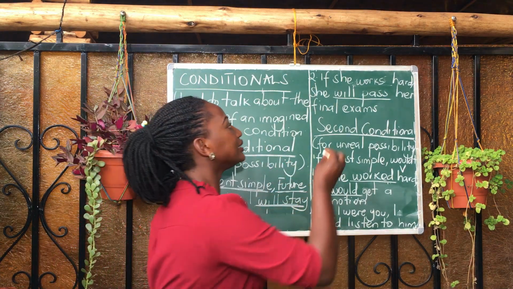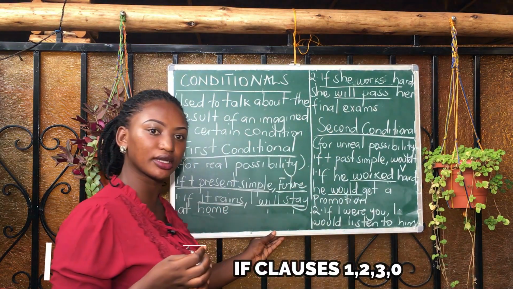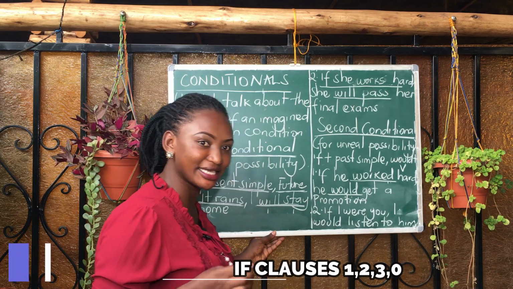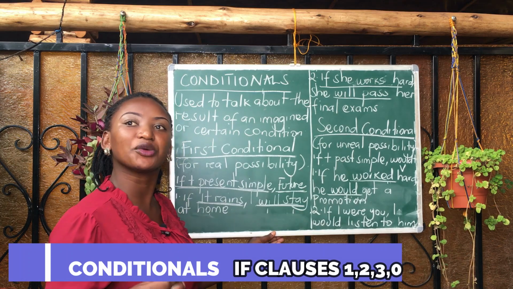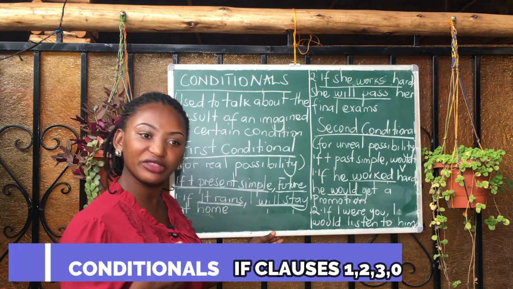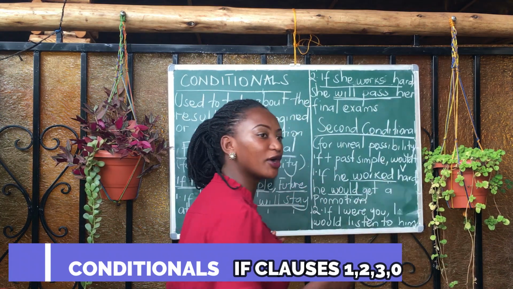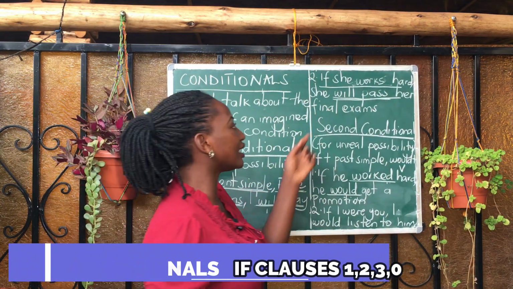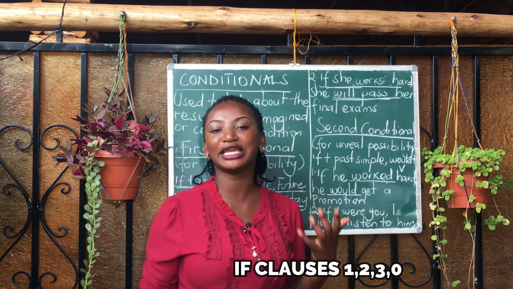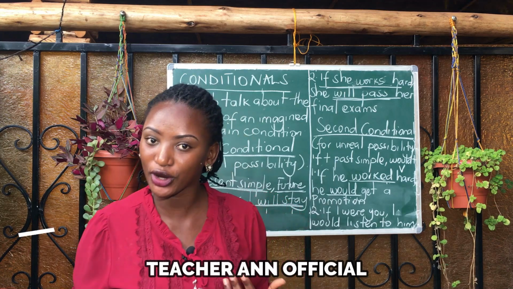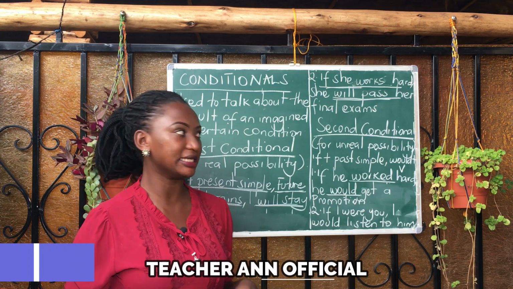If she works hard, this is our if clause. Remember, in the if clause or conditional clause, we use present simple in the first conditional. If she works hard, meaning that there is a possibility of this girl working hard. Of course, in the future, she will pass her final exam. This is the result of the conditional sentence. So that is basically what we look at in conditional. In the first conditional, we are talking about real possibility.